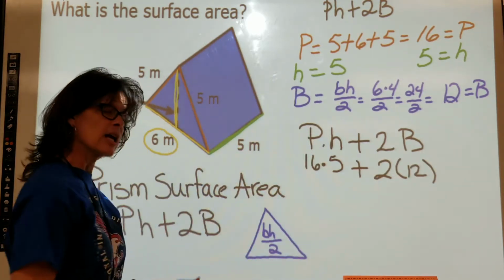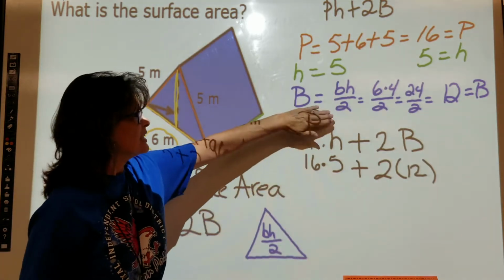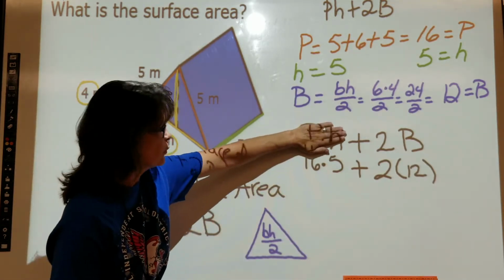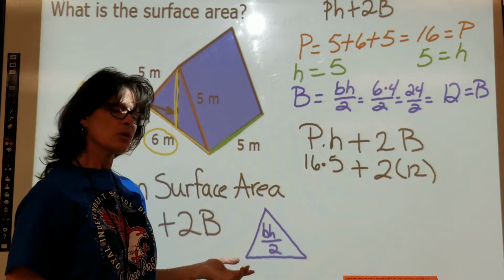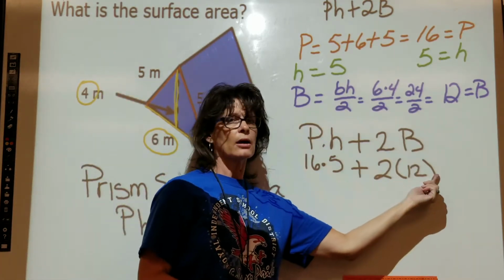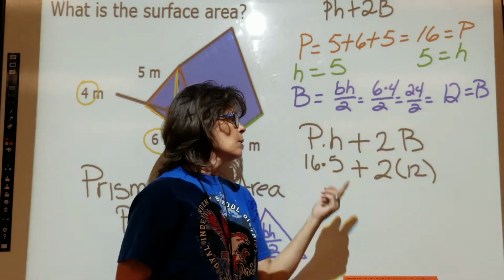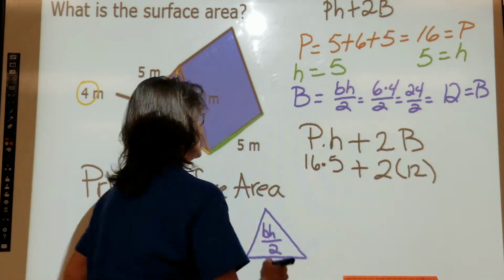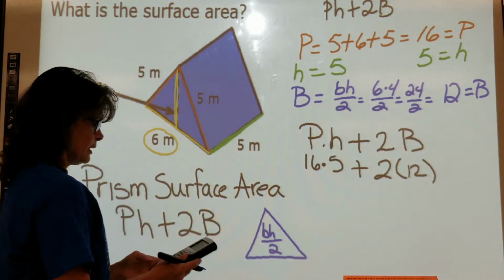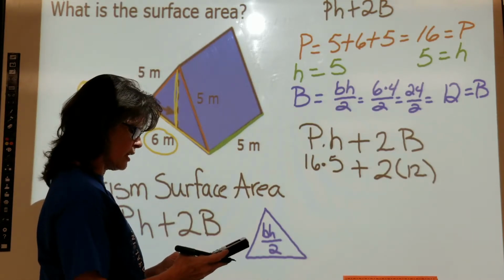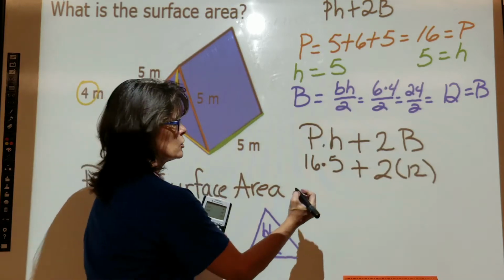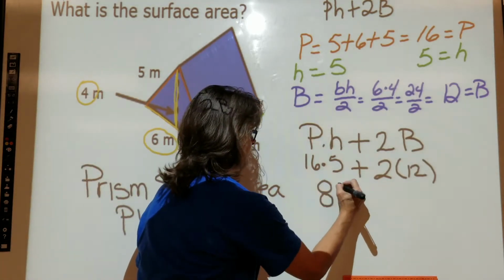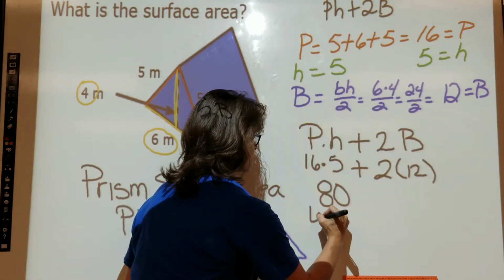Now, just like on the rectangular prisms, this left side of the formula is giving me my lateral surface area. So yes, you can put this whole thing in your calculator and do it all at one time, but it's better if you do it separately. So 16 times 5, and yes, I know what 16 times 5 is, but I'm going to use my calculator because I don't want to make a careless error. So 16 times 5 is 80. This is the lateral surface area.